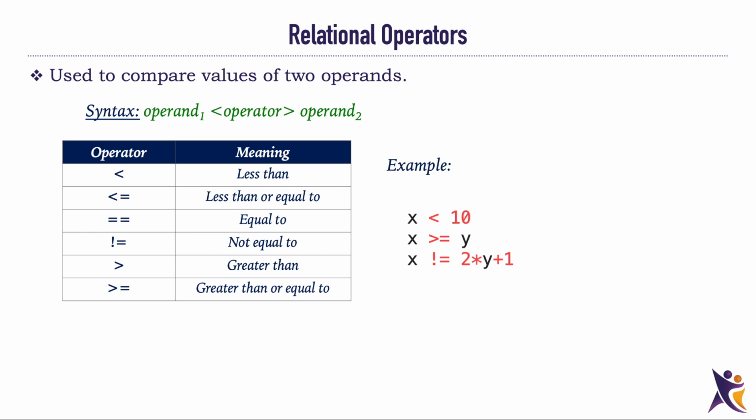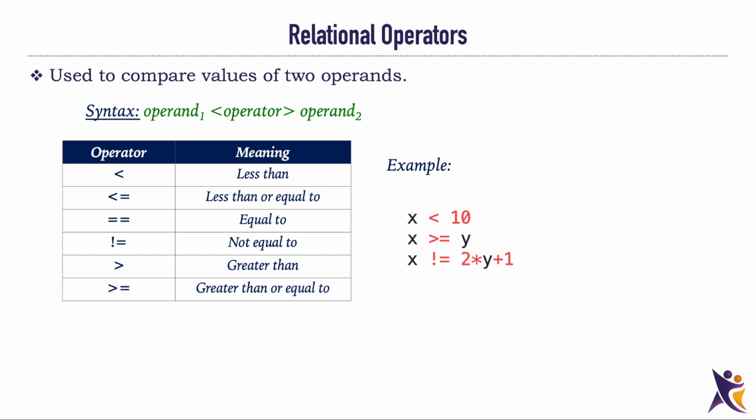In the third expression, we are checking whether the value of x is not equal to the value of the expression 2y plus 1, right? Each of these expressions evaluates to either true or false, based on the values of x and y. If the expression is true, then the value of the expression will be 1. If the expression returns false, then the value of the expression is 0. These types of expressions where we are using relational operators are called conditions, right?